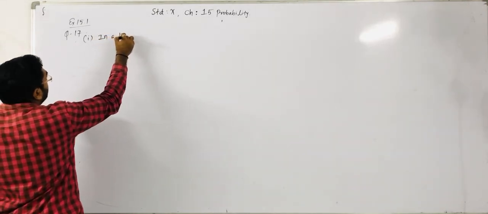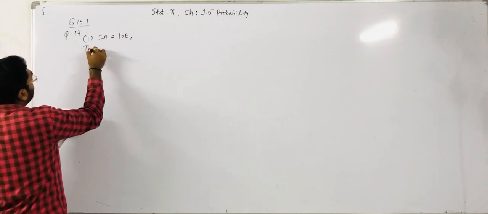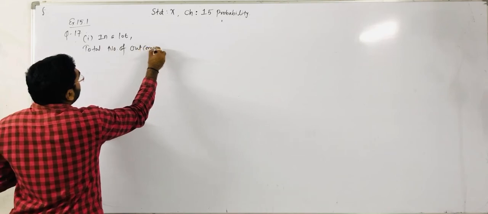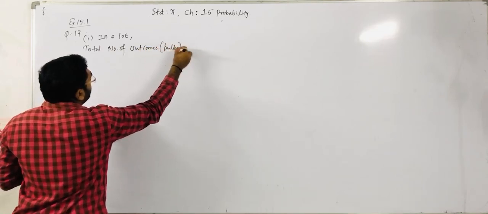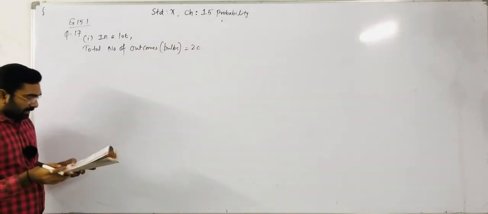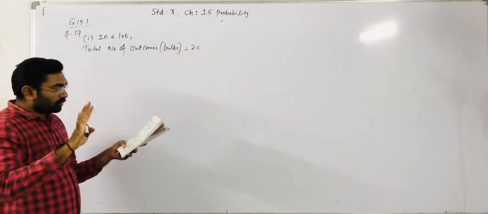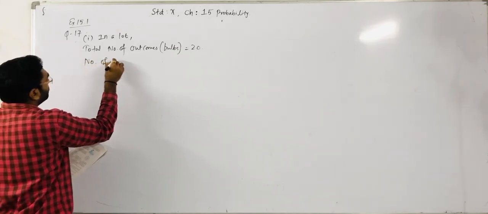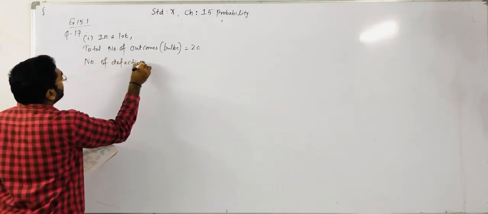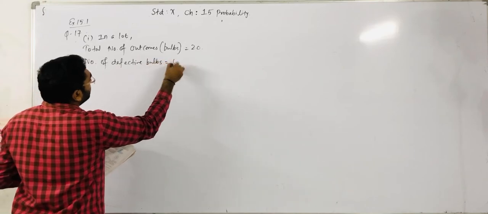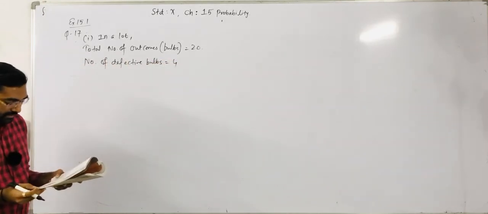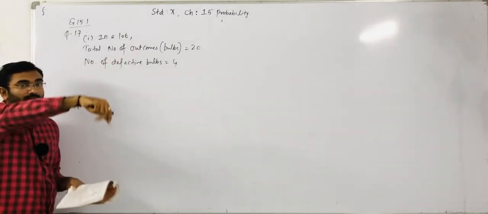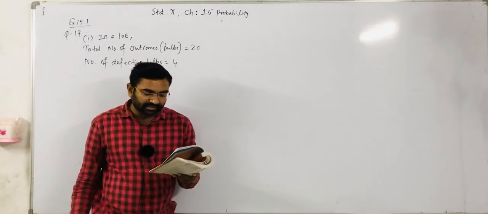In a lot, total number of bulbs, or total number of outcomes, in brackets we write as n(S). How many bulbs are given? 20. In a lot of 20 bulbs, 4 are defective. So from this statement we get the number of defective bulbs. How many are given in the question? 4. They say one bulb is drawn at random from the 20 bulbs. One bulb we have to take at random.